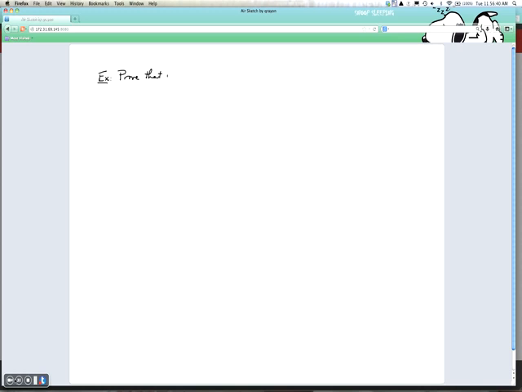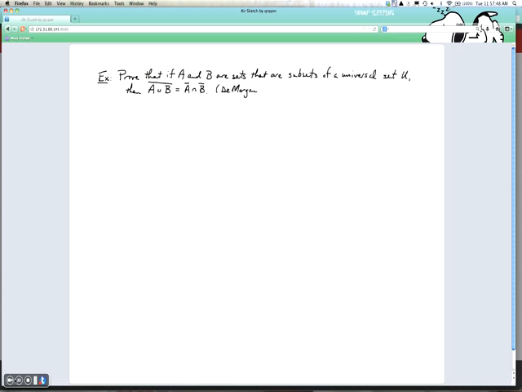So let's prove that if A and B are sets that are subsets of a universal set U, what I'd like to prove is that the complement of the union is equal to the intersection of the complements. Okay, this is actually one of De Morgan's laws.